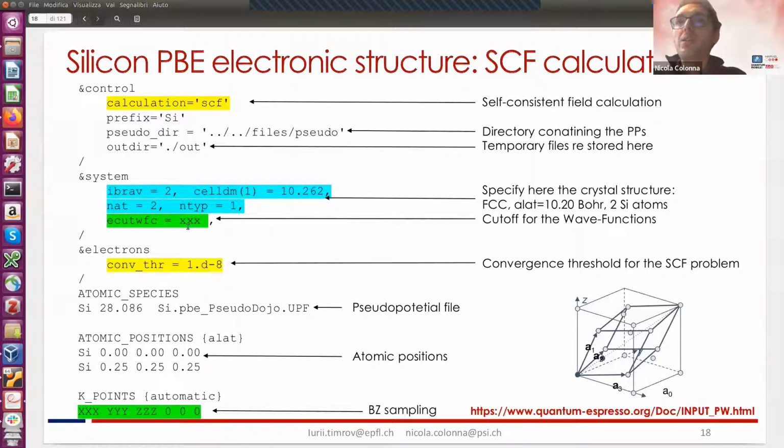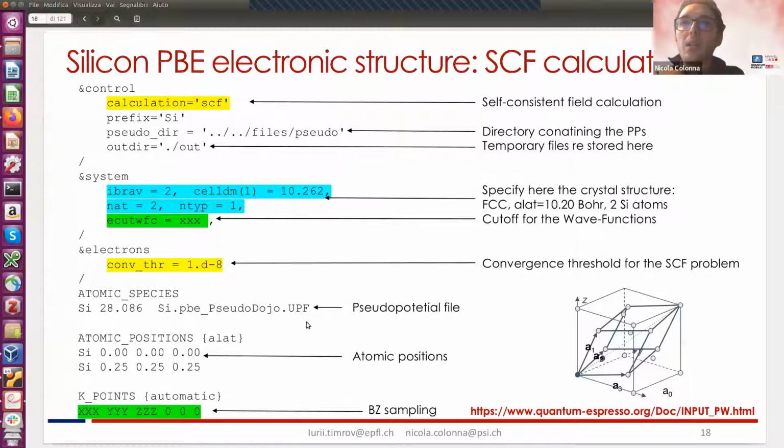And this is the parameter I was mentioning before, one of the most important ones for converging your calculation, the cutoff on the wave function. And we need to decide what value to put here. So this is something you always have to do before running a meaningful calculation. Here you have some extra information, the convergence threshold for the SCF. So this essentially tells the code when to stop while doing this self-consistent calculation. So if the total energy between step n and the previous step is lower than 10 to the minus 8 Rydberg, this means that we have achieved the convergence and we stop the minimization.